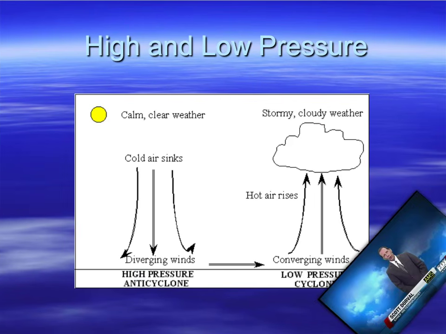So here's a diagram comparing a high pressure area versus a low pressure area. Again, a high pressure area, we're going to have that cold air sinking, and we're going to have calm, clear weather. High pressure areas are also referred to as anticyclones. All right, versus a low pressure area where we have the warm air rising, which is going to give us clouds and ultimately then precipitation, stormy weather, also referred to as a cyclone.